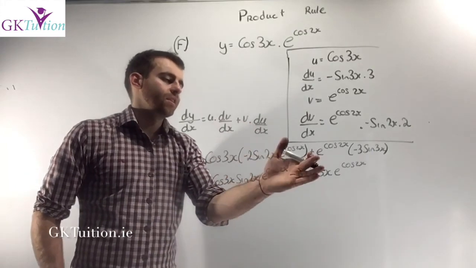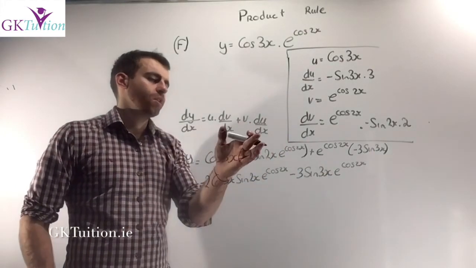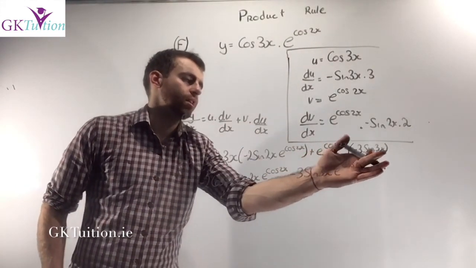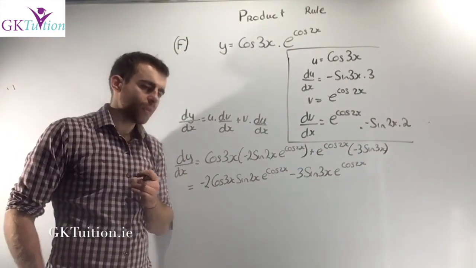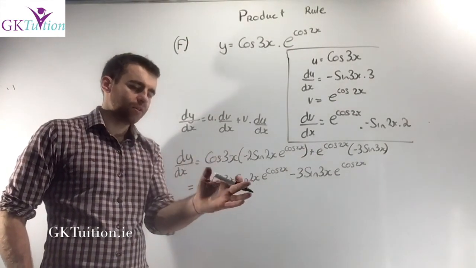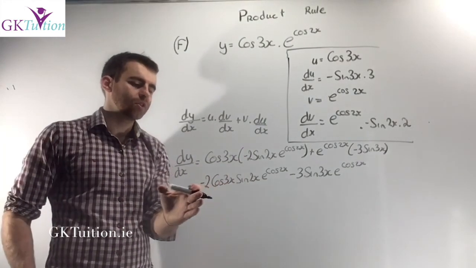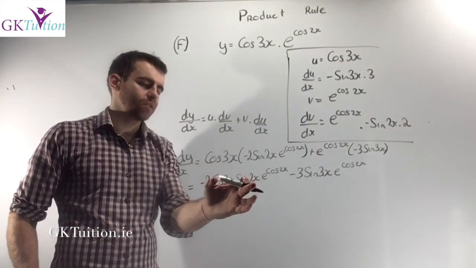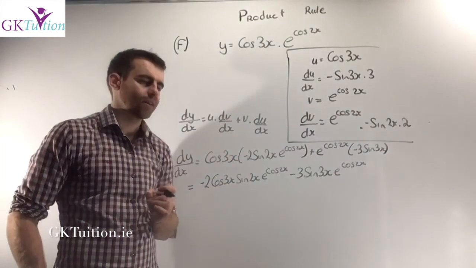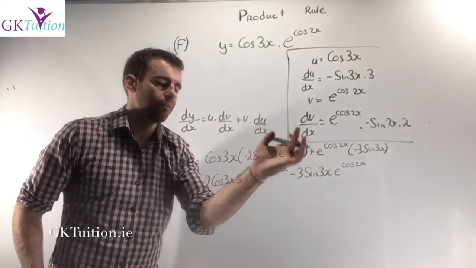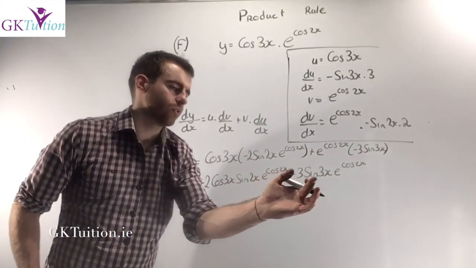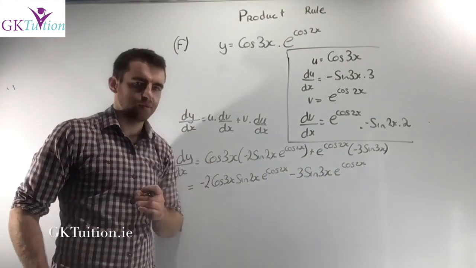Then the v in this case is e to the cos 2x, while the du dx is minus 3 sine 3x. So all I did here was I put the minus 2 in the front and then listed out all the rest of the terms. Minus 2 cos 3x sine 2x e to the cos 2x. And here as well, I just brought the minus 3 in front. I have minus 3 sine 3x e to the cos 2x.